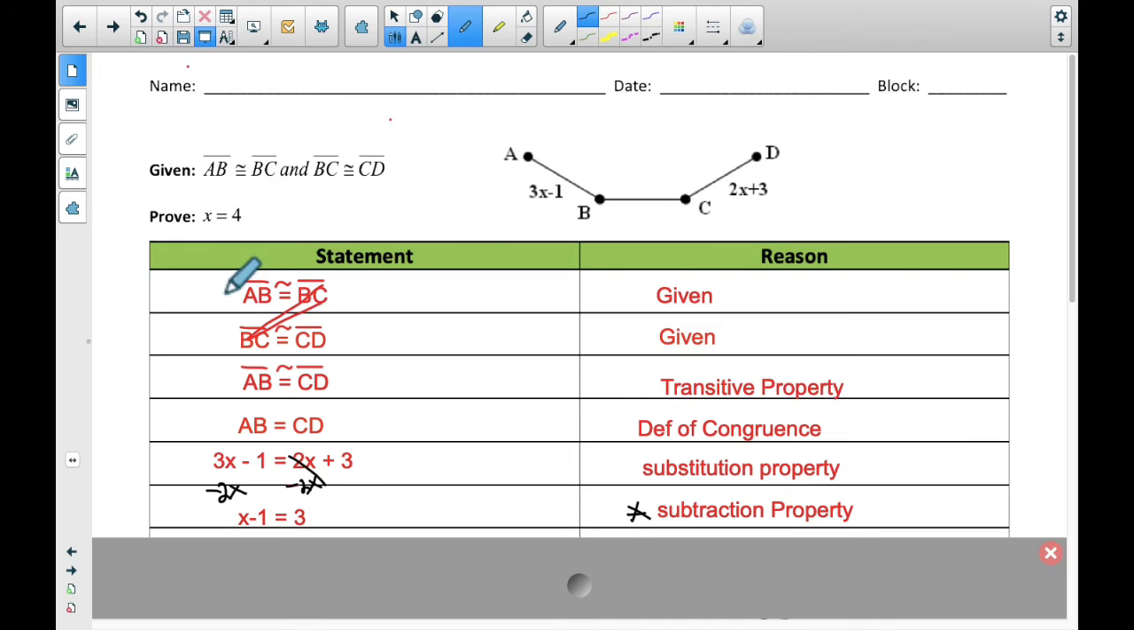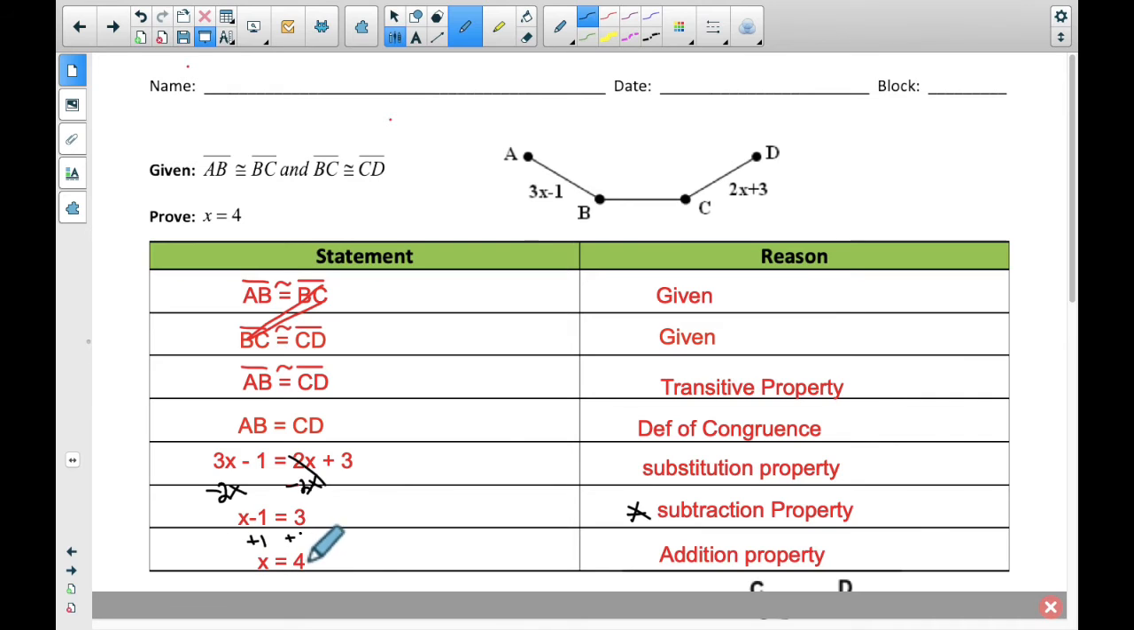All right, I'm trying to get to x equals 4. What do I need to do now? I need to add 1 to both sides. So if I add 1 to both sides, that 1 goes away. I have 3 plus 1, that is 4. And what did I do? I added, so I call that addition property.